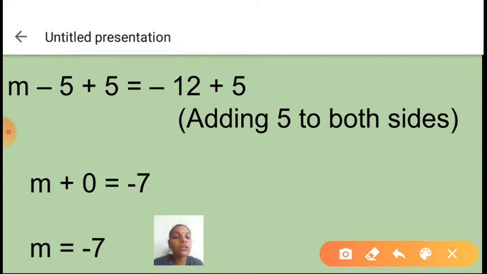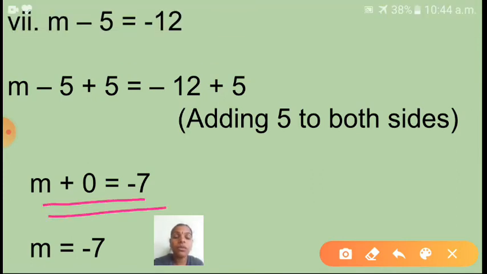Okay children, so m plus 0 is equal to minus 7. So value of m is equal to minus 7. Understood children? Here I have written this also, adding 5 to both sides. Understood now? So I hope you understood this one.